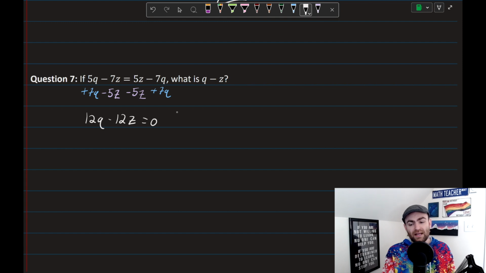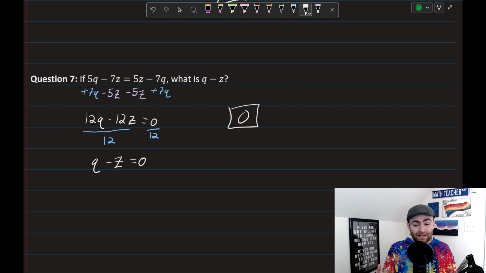What's the difference between what I have and what I need? Well, what I have is 12 times larger than what I need, so let's divide both sides by 12. We again distribute the division. 12q divided by 12 is just q. Negative 12z divided by 12 is just negative z. And then 0 divided by 12 is 0. So what is q minus z? It's just 0. So not too bad.